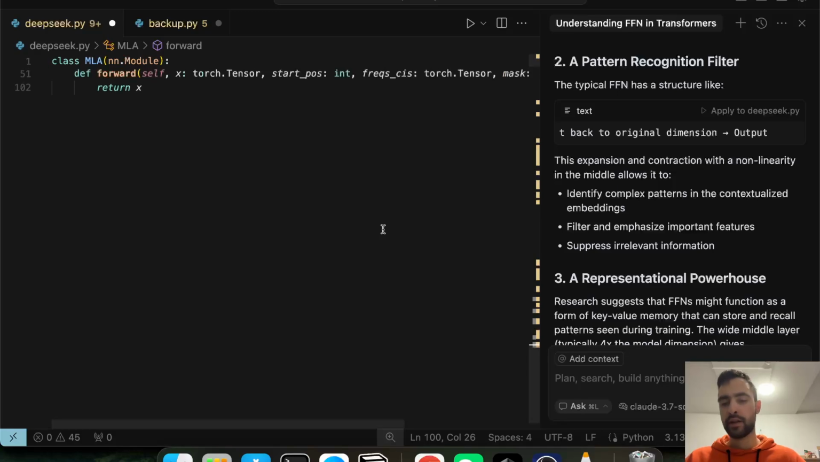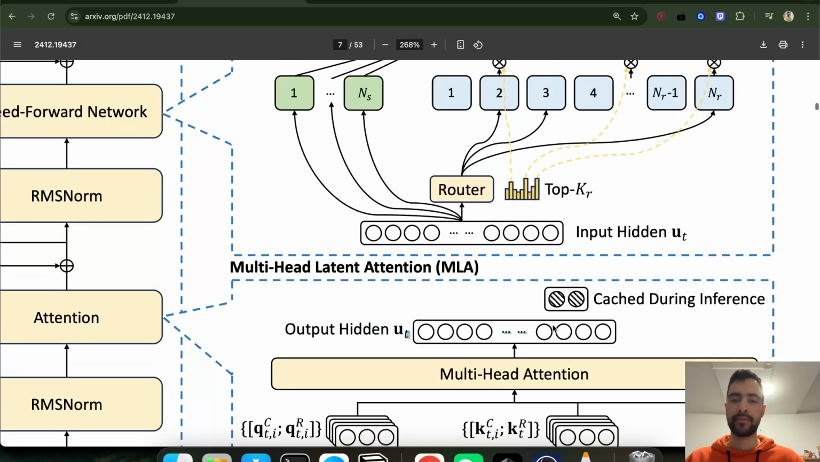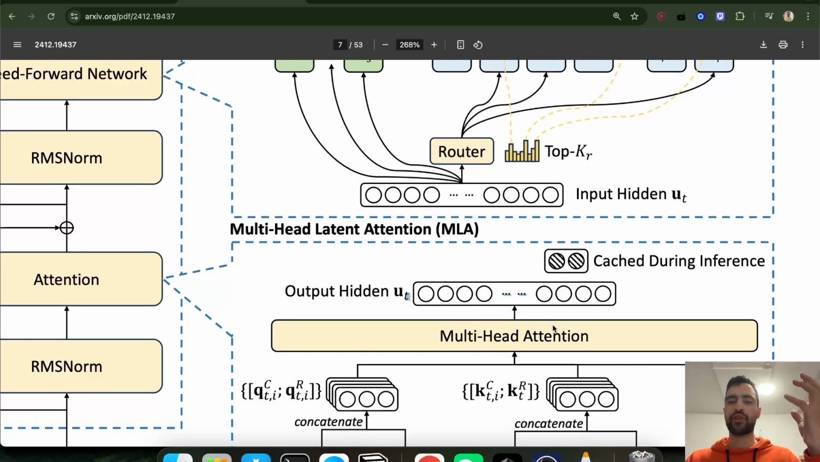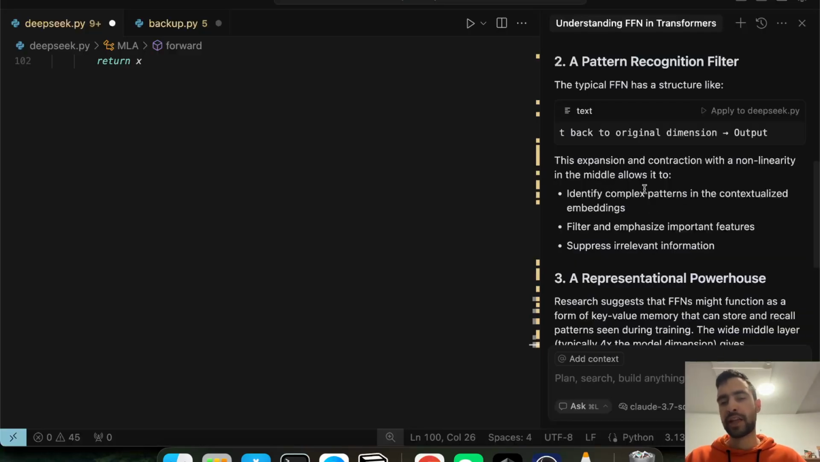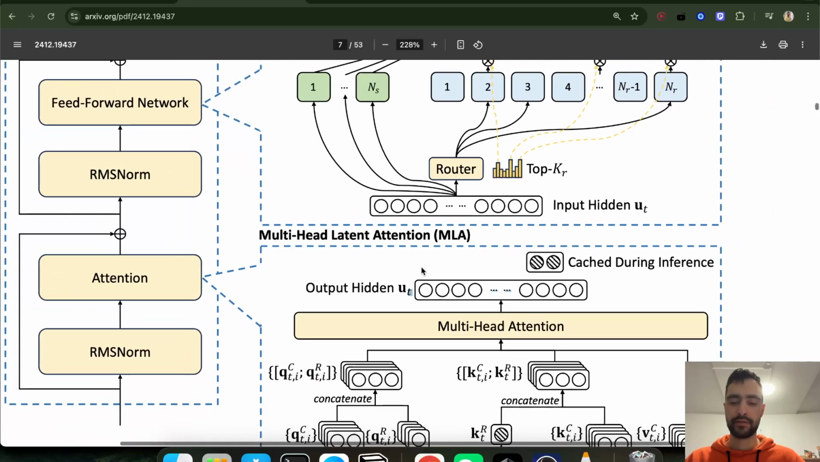So when we get this token from the self-attention mechanism, we just added a bunch of context from other things. Now we want that context to be processed, refined. What the feed-forward network is going to do is identify complex patterns in the contextualized embeddings, filter and emphasize important features, suppress irrelevant information. So it will process.